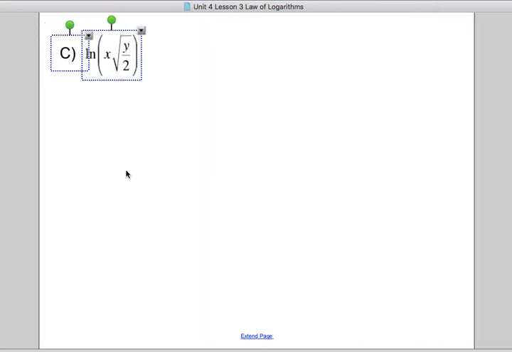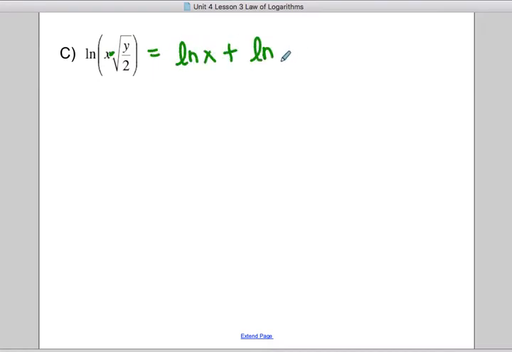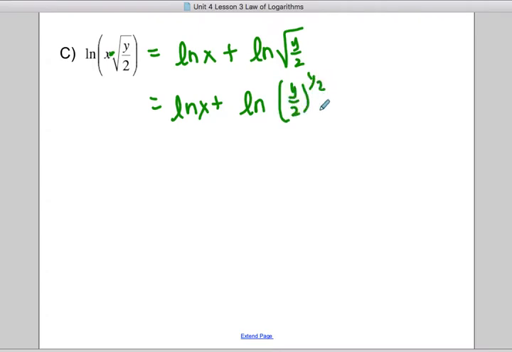So I'm going to expand this one. I first see addition. Sorry, it's going to be addition because it's being multiplied. So I have ln of x plus ln of the square root of y over 2. Now I would say to myself, this is really ln of y over 2 to the 1/2 power. I can do this in two different ways.